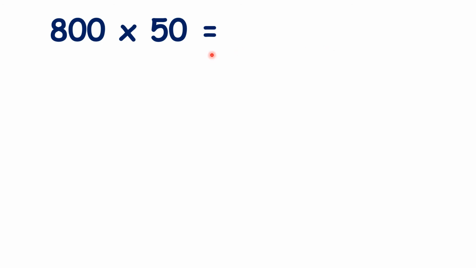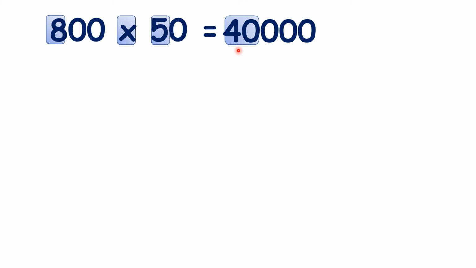What is 800 times 50? Our answer is 40,000, because 8 times 5 is 40, and it's important to know that this 0 doesn't come from the end zeros in our question, it comes from our answer to 8 times 5, so we can't count this as an end zero. But then, once we've worked out that 8 times 5 is 40, we need to count 3 end zeros in our question, so we then make sure that we have 3 end zeros in our answer.